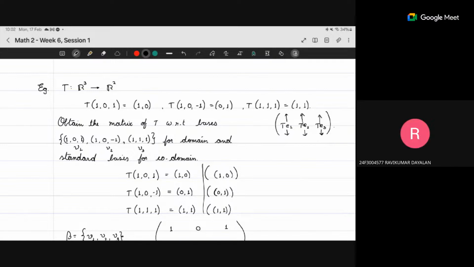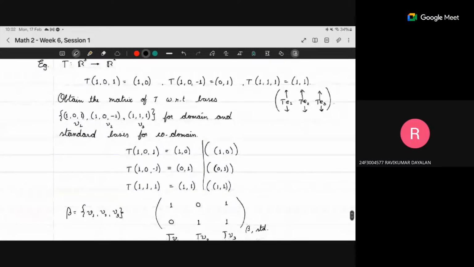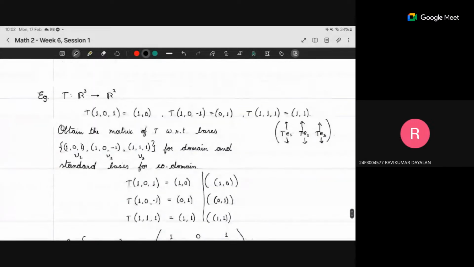In this one, since you mentioned a standard basis for the domain and codomain, you are taking it as 1, 0. That was the earlier example. Here the basis for the domain is (1,0), (1,-1), (1,1), and for the codomain it is the standard basis. Which means what, sir?